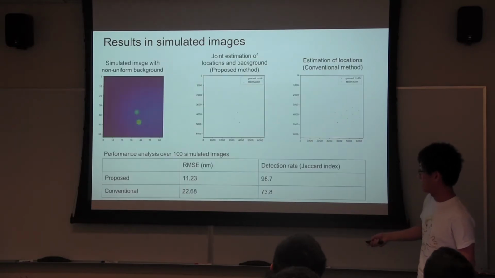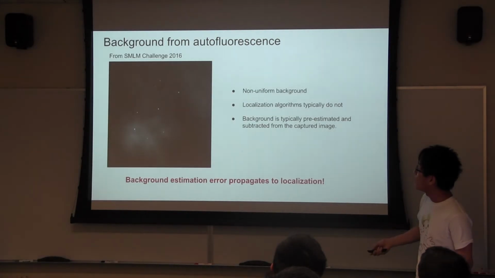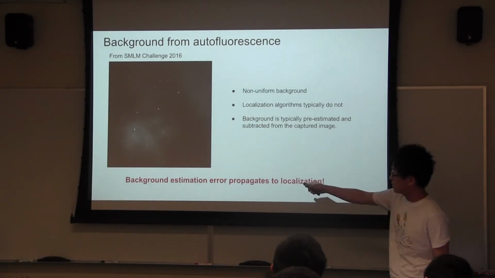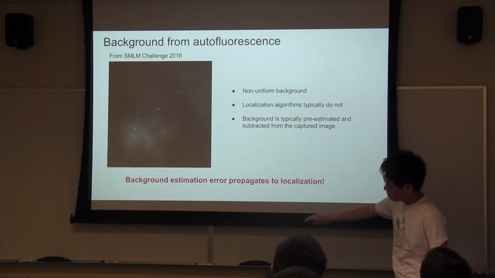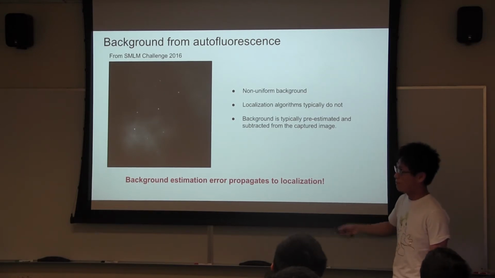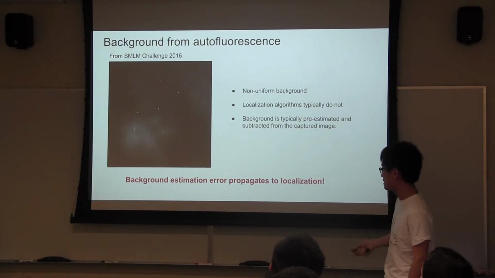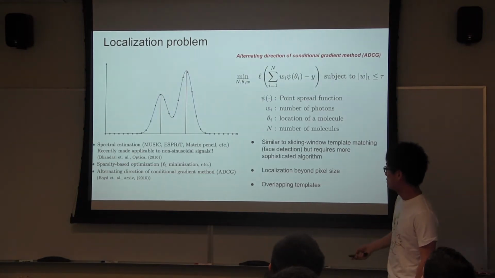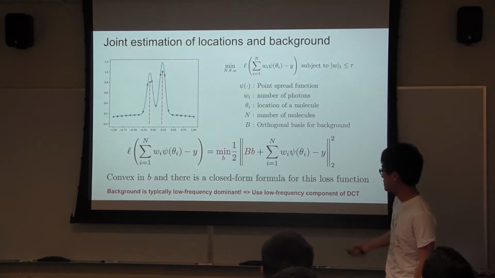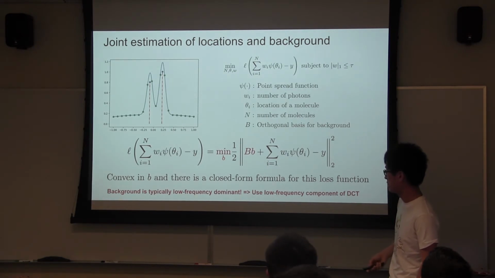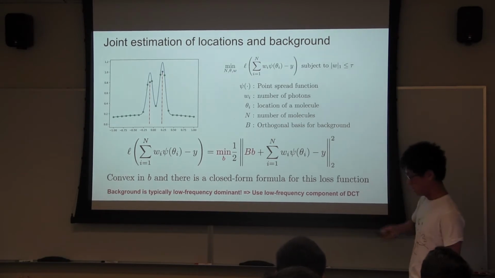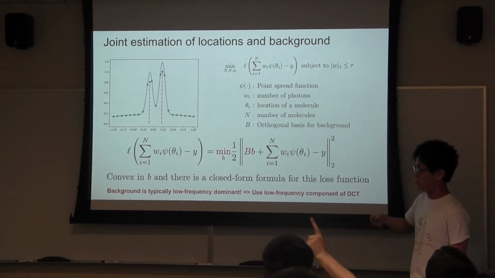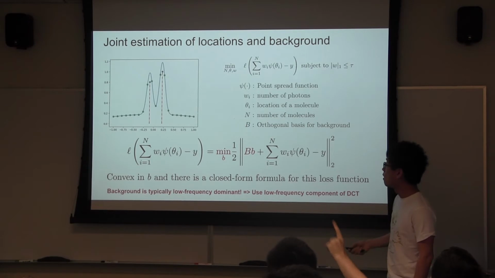As you have seen here, the background image is a low frequency signal, so I assume that this background can be represented by the low frequency components of the DCT signal. By using that orthogonal basis, I can derive a closed form solution for this subproblem, which can be efficiently involved in the ADCG algorithm.